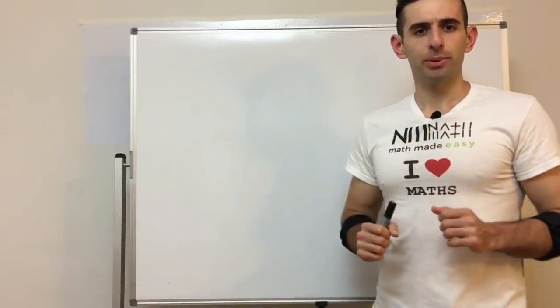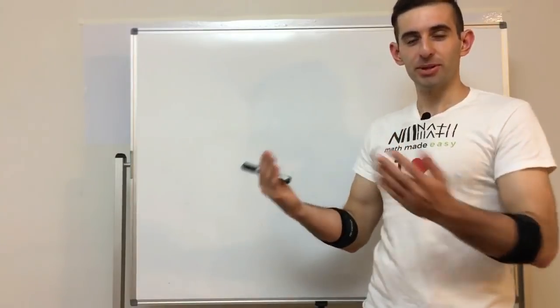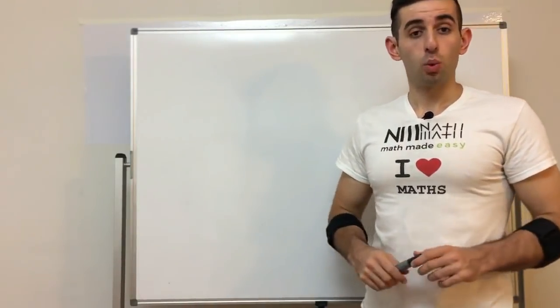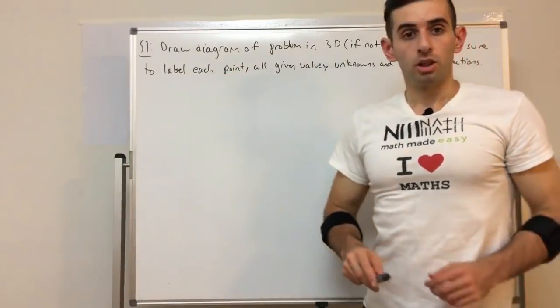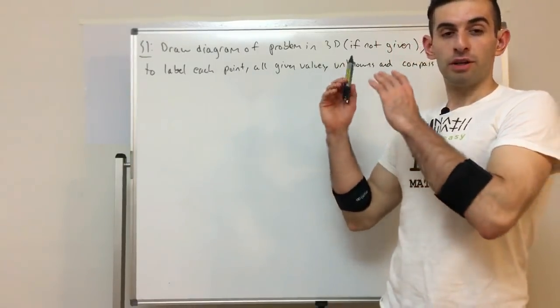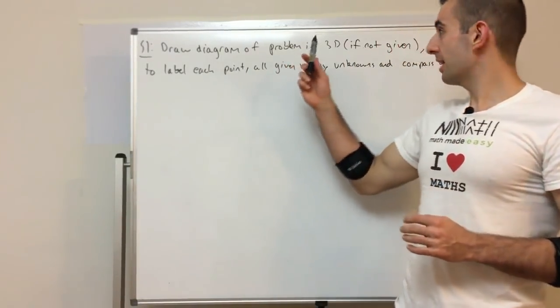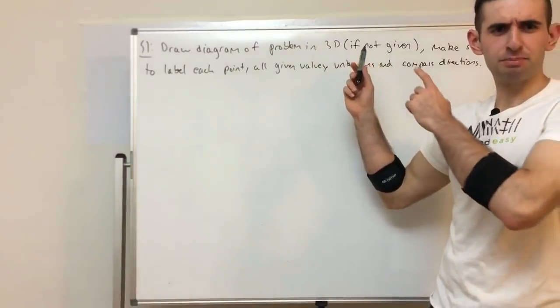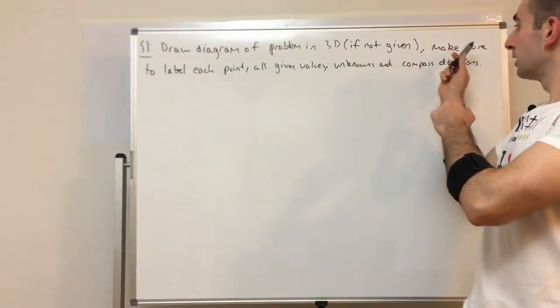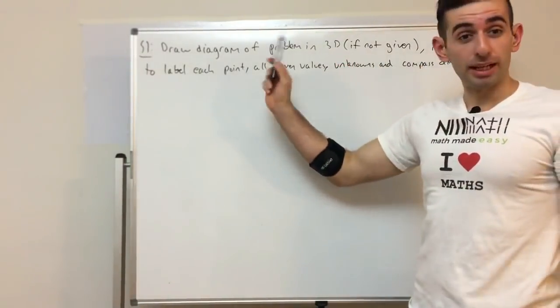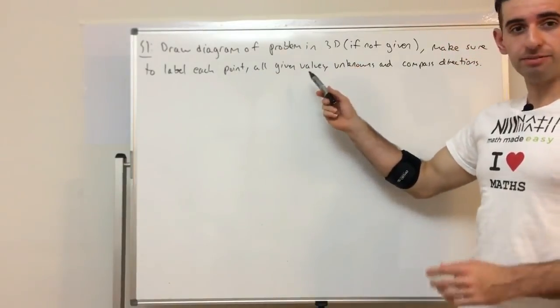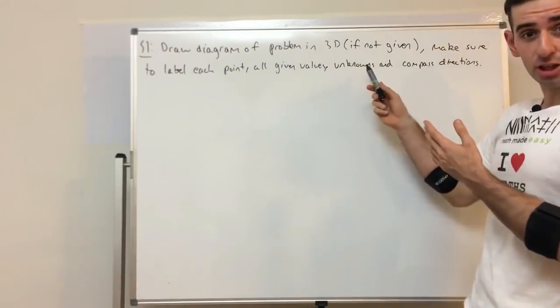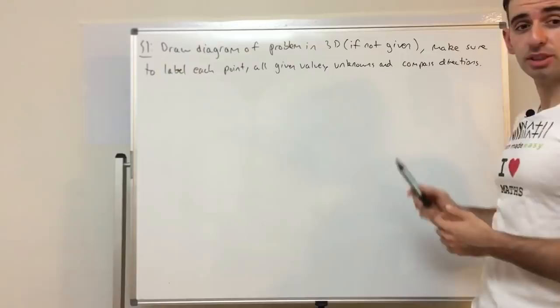Alright, so what are 3D trig problems? Well, it's trigonometry in 3 dimensions. So what's step 1? Draw a diagram of the 3D problem, right? And then this is important. This is if the diagram is not given. But you've got to make sure to label each point, all the given values, your unknowns which you're going to have to find, and compass directions.